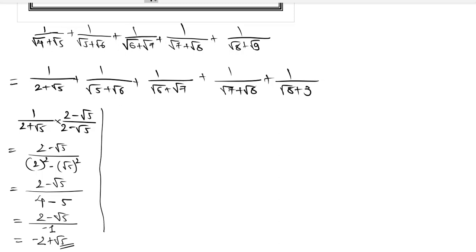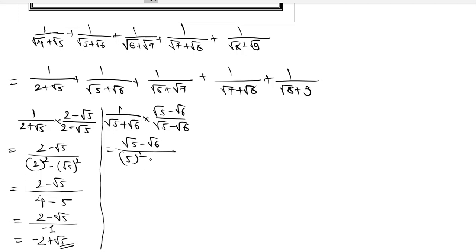Like this, we have to simplify all 5 fractions. Let's do the other one. 1 upon root 5 plus root 6, multiplied by root 5 minus root 6 upon root 5 minus root 6. So root 5 minus root 6 upon root 5 the whole square minus root 6 the whole square, that is root 5 minus root 6 upon 5 minus 6, that is root 5 minus root 6 upon minus 1, which is minus root 5 plus root 6.